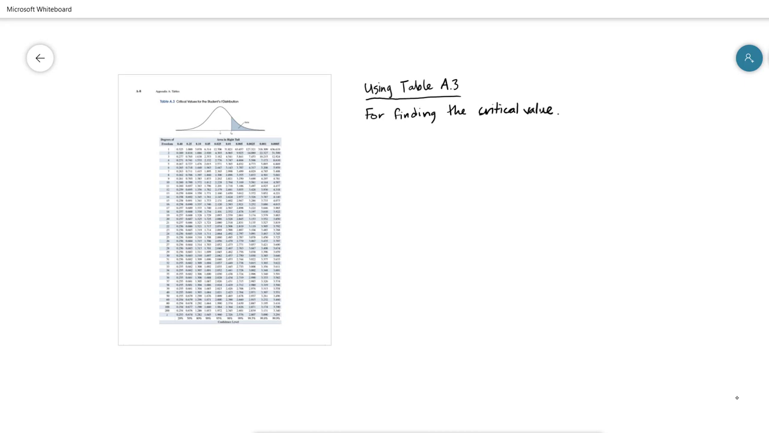There are two critical values that we've used so far. The first was z sub alpha over 2. This is if we're using a normal distribution. And t sub alpha over 2. This is if we're using a T-distribution.